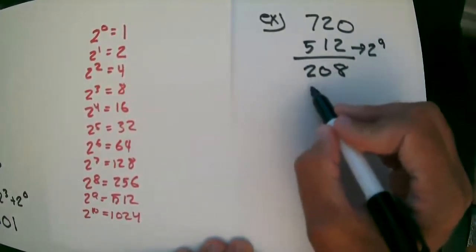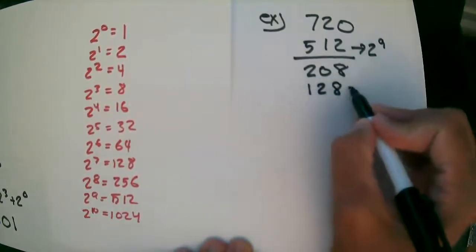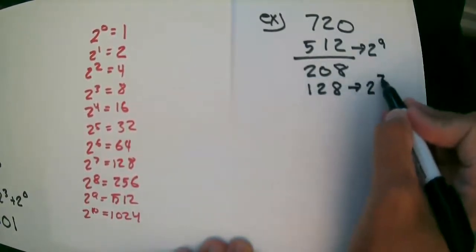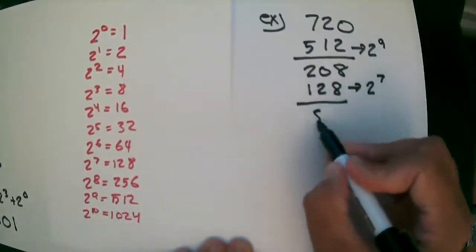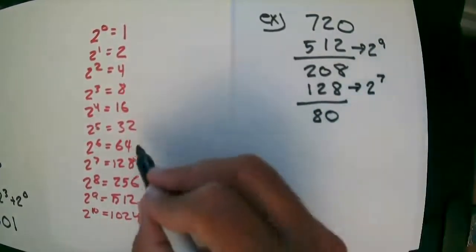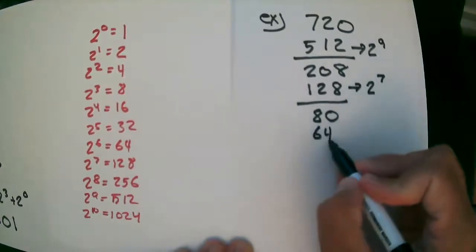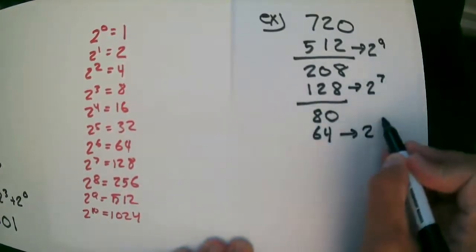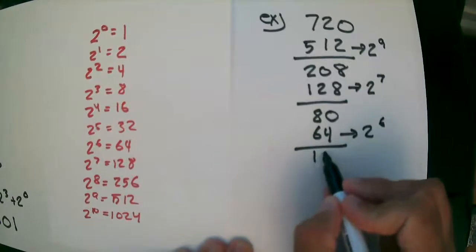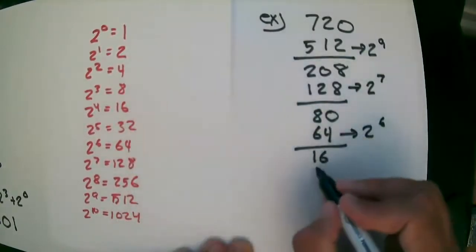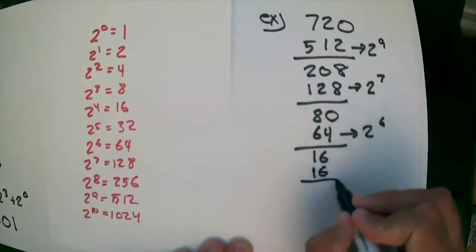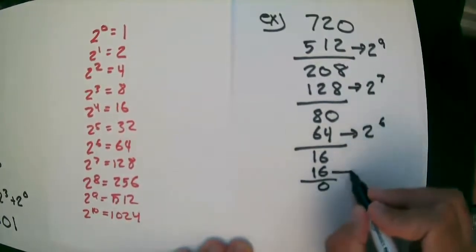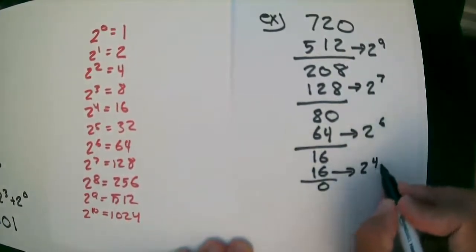So I can take away a 128, which is a 2 to the 7th, and that leaves me with 80. Let's see, I can get a 64 out of it. It's a 2 to the 6th. That leaves me with 16, which is a power of 2 already, so I can take away 16. Ends in a 0, so I'm done. And there I got my 2 to the 4th.